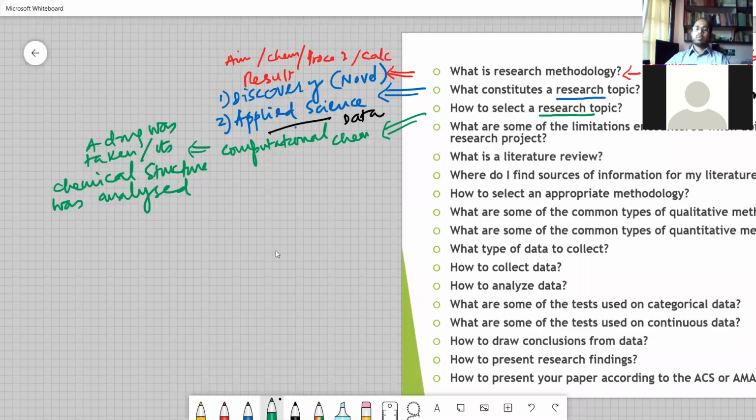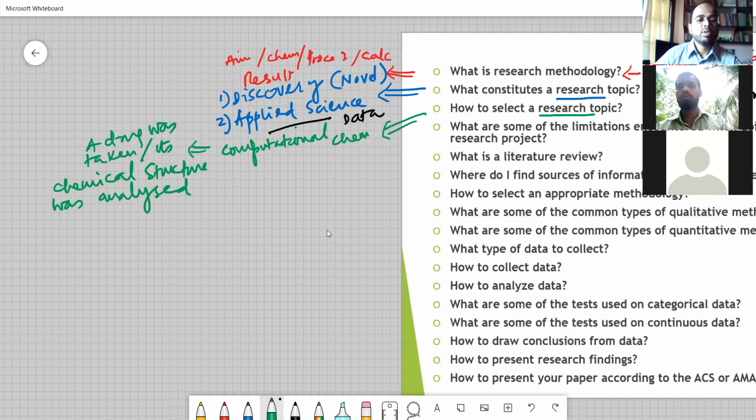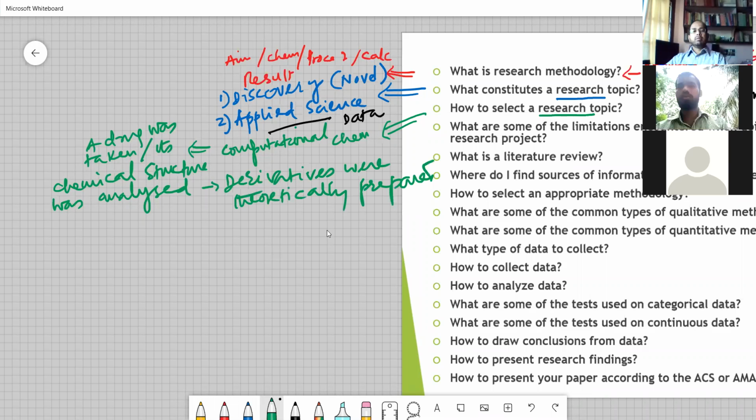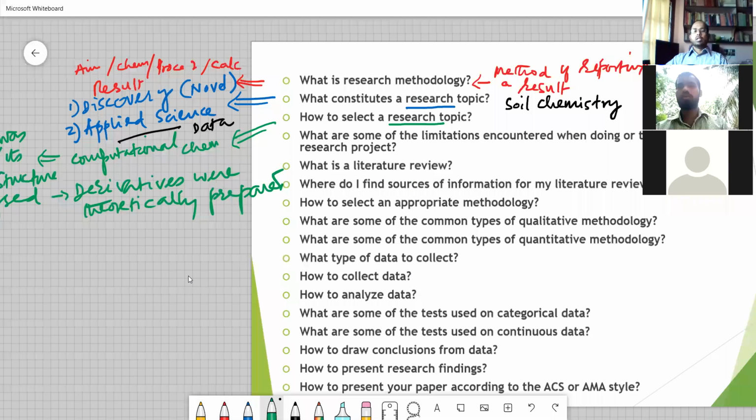Its chemical structure was analyzed. So after the chemical structure analysis, its derivatives were changed. Derivatives were theoretically prepared. Okay, that was one topic.